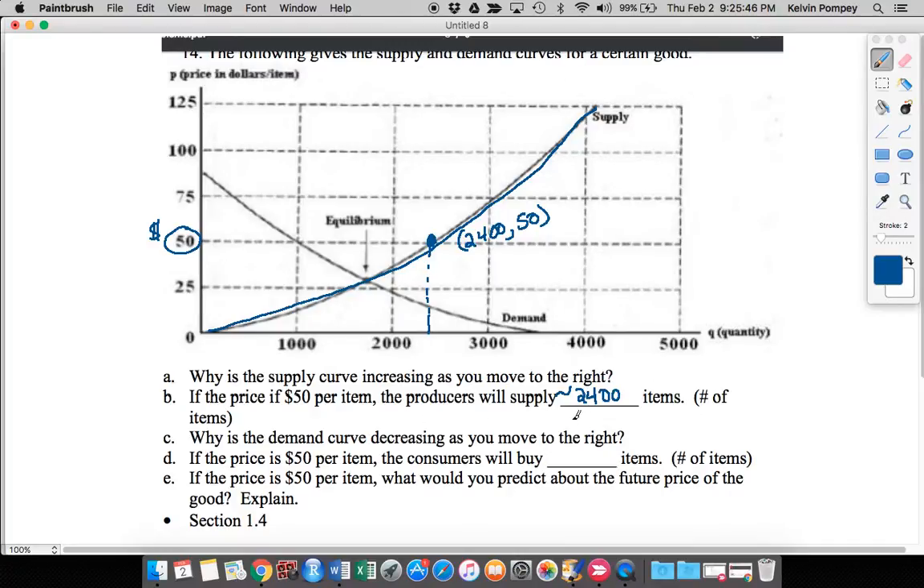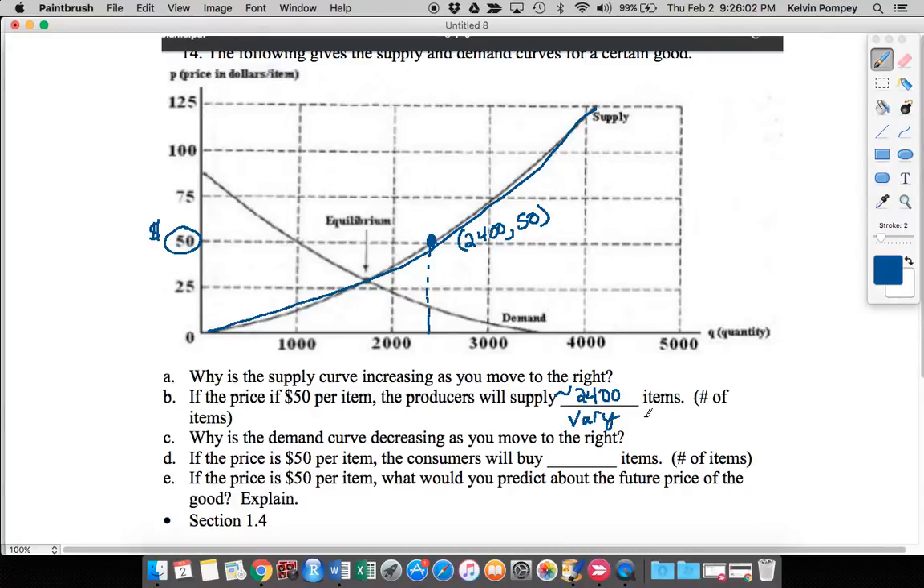So this can vary. If you are working with one of your classmates and your classmate says 2,350 and you say 2,400, I would accept both of those, because we don't have the actual equation here, and so we're estimating that way.